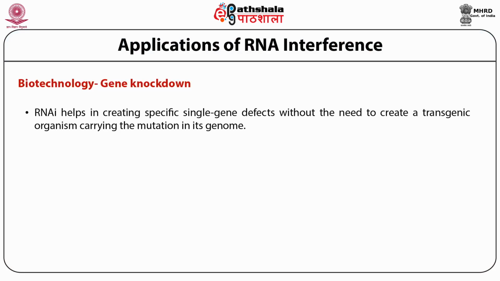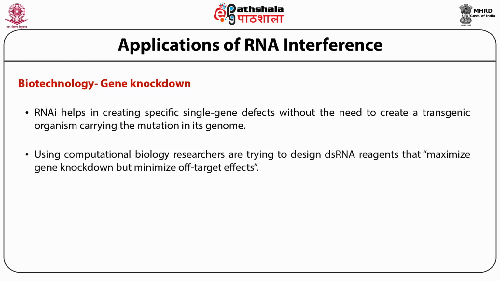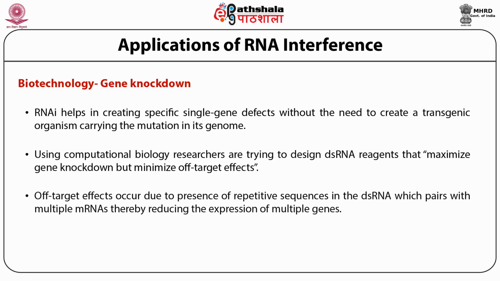RNA interference helps in creating specific single gene defects without the need to create a transgenic organism carrying the mutation in its genome. Researchers using computational biology are trying to design double-stranded RNA reagents that can maximize gene knockdown but minimize off-target effects. These off-target effects arise due to the presence of repetitive sequences in the double-stranded RNA, which pairs with multiple mRNAs having sequence similarity, which leads to reduction in the expression of multiple genes.